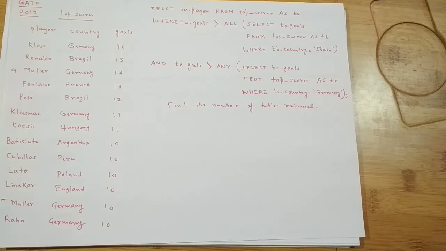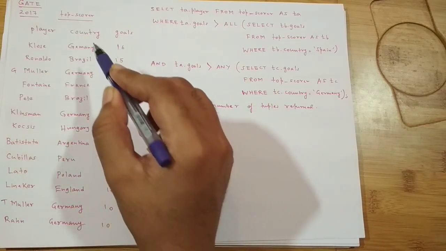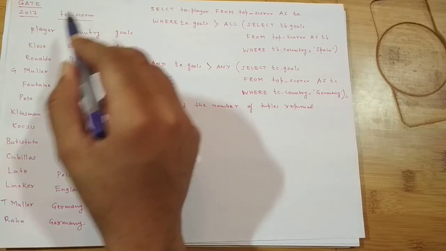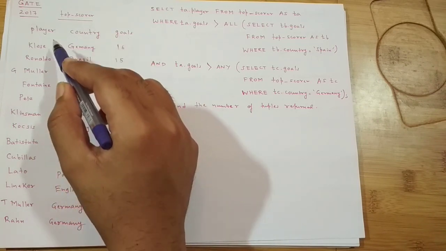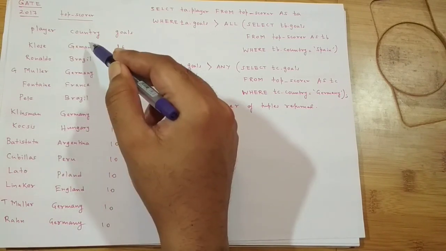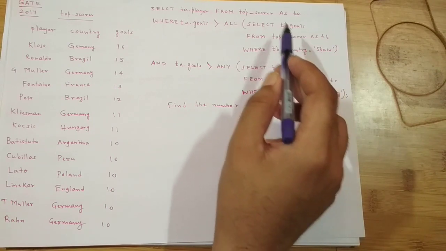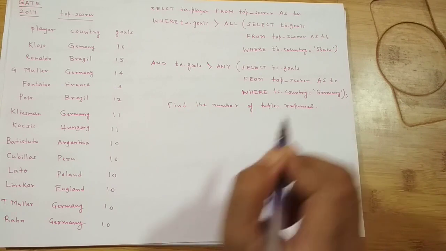Okay, so we are given a question which has been asked in GATE 2017. We have an instance of a relation by the name of top scorer. Here we have three attributes: player, country, and goals. And we have been given values for player, values for country, and values for goals. And here we have a query written, and they're asking us to find the number of tuples returned.